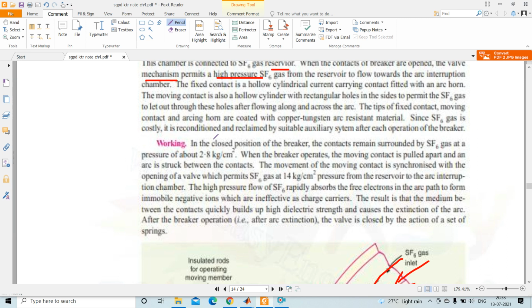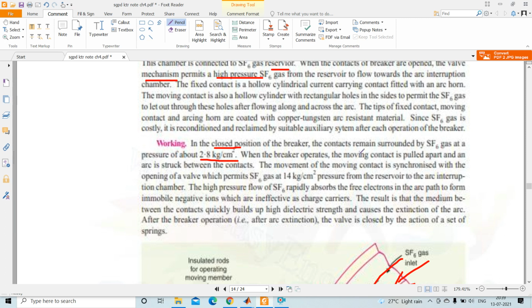breaker. Next we discuss how it operates in normal condition and in abnormal condition, that means in fault condition. In closed position, that is the normal condition, the contact remains surrounded by SF6 gas at a pressure of about 2.8 kg per cm square. When the breaker operates, that means when a fault occurs, the moving contact is separated from the fixed contact.